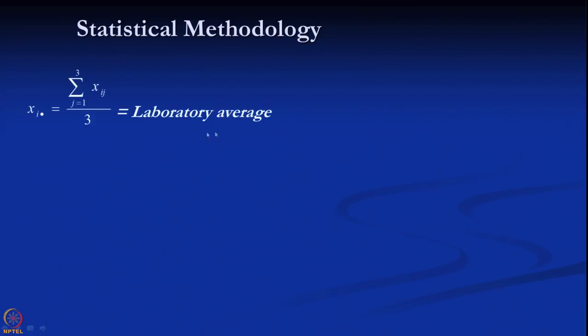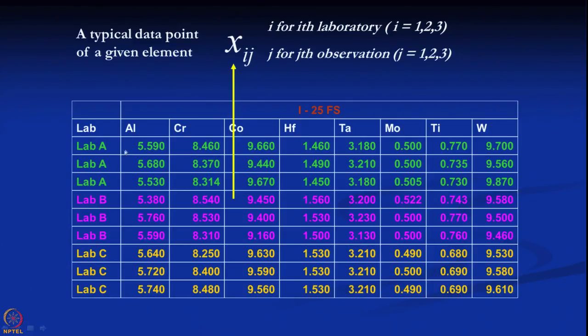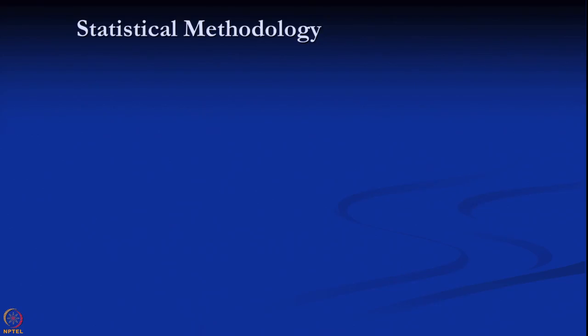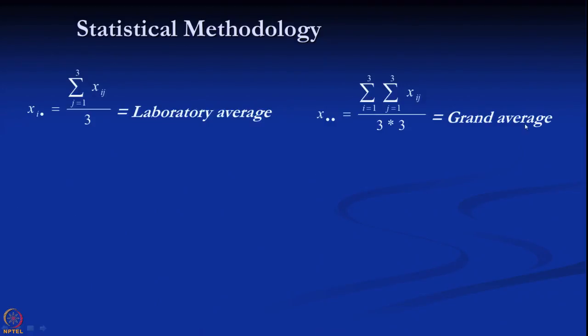Let us think in a very logical way what should be the statistical methodology. Let us define a few quantities. Let us call Xi dot the average of the laboratory. We are averaging over the 3 observations of a single laboratory i. So if we take an average of these 3 observations, it will be X1 dot. If you take the average of these observations, it will be X2 dot. Please remember, I am not taking the whole matrix of observations, I am looking at each element separately. So let us not confuse about it. Xi dot is the laboratory average, X dot dot is the grand average.